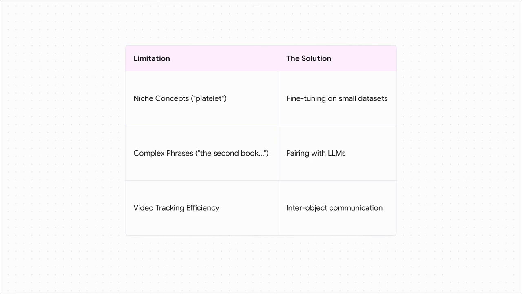But, and this is key, there are clear paths forward. For those niche terms, it can be fine-tuned on smaller, specialized datasets. And for that complex language, well, you can pair it with powerful large language models, the LLMs that power things like ChatGPT. Meta is actually encouraging the whole community to jump in and help explore these solutions.